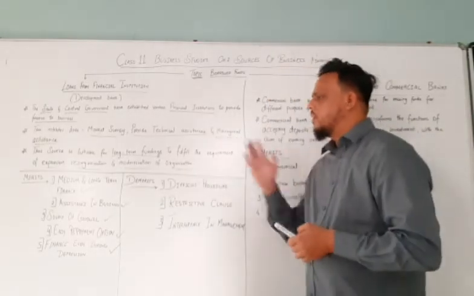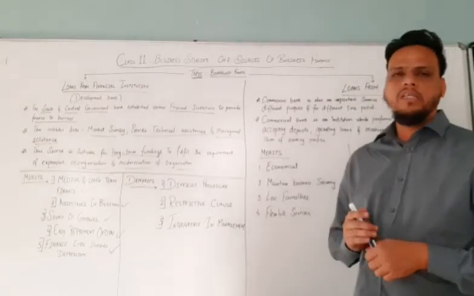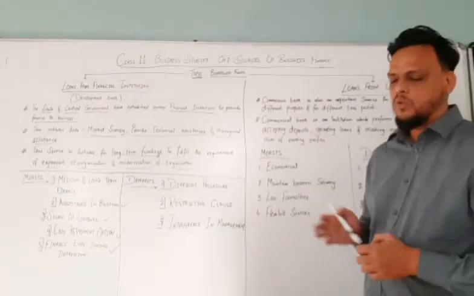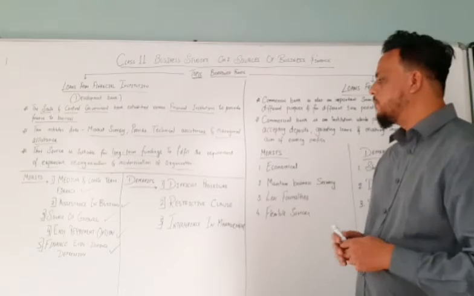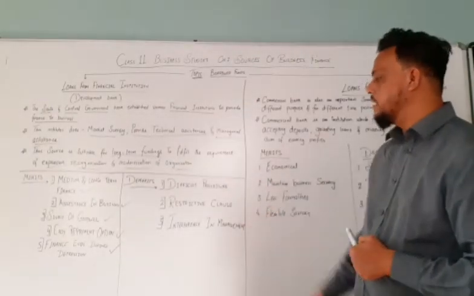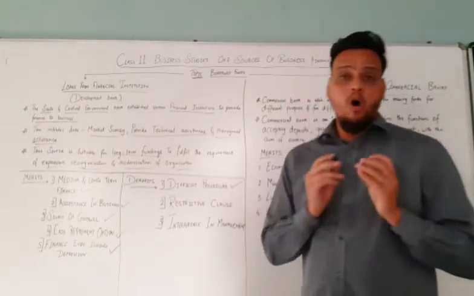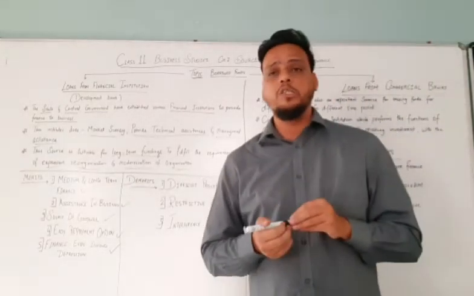Now these merits are easy and this concept is also easy for you, and it can be scored as easy marks. Now the next part is demerits. In demerits we have 3 points. In those 3 points, the first point says difficult procedure. It is a long process for financial institution loans.